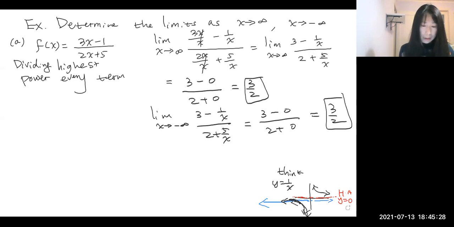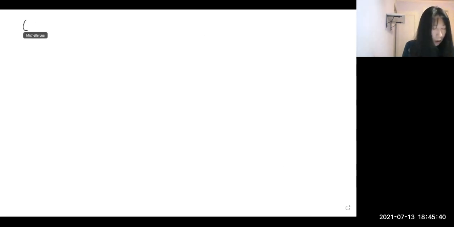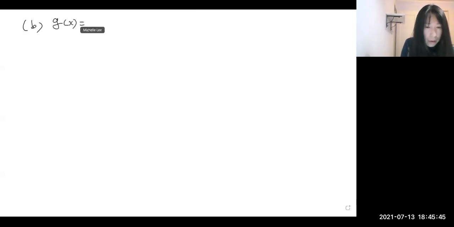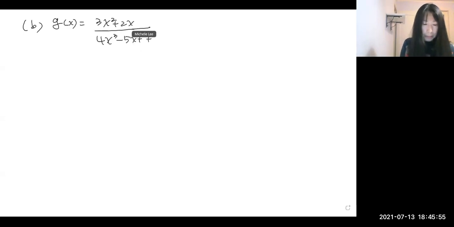Okay, how about this one? Let me erase this one. I need a space. Second part, we have 2 over x equal to 3x plus 2x, or x to the third. Now the highest power is x cubed, right? So we're going to divide by every term.